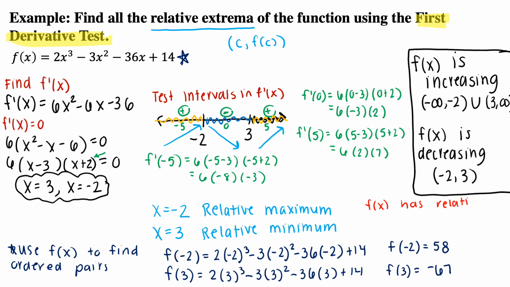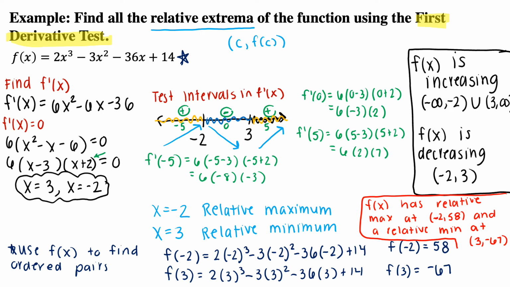So we can write our final answer, our relative extrema, as our function f of x has a relative maximum at the point -2, 58, and a relative minimum at the point 3, -67. So we are taking what we did yesterday, all of the stuff that we did in the warm-up, and just extending it to identify where the signs of our derivative is changing from positive to negative or negative to positive, and then finding that ordered pair of our relative extrema.